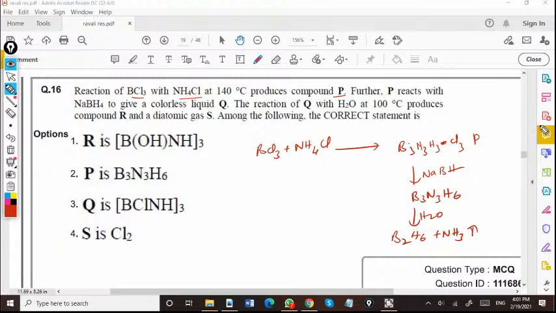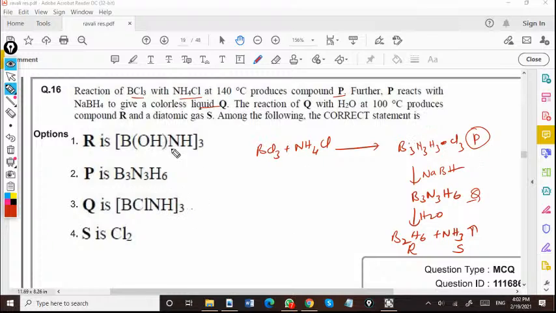So the question is given that BCl3 and NH4Cl are treated to give P. Treatment with NaBH4 gives Q as a liquid, so this is borazole or borazine. And this with hydrolysis is going to give R as well as the gas.